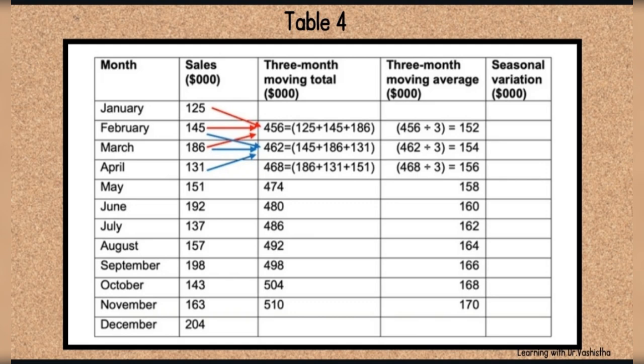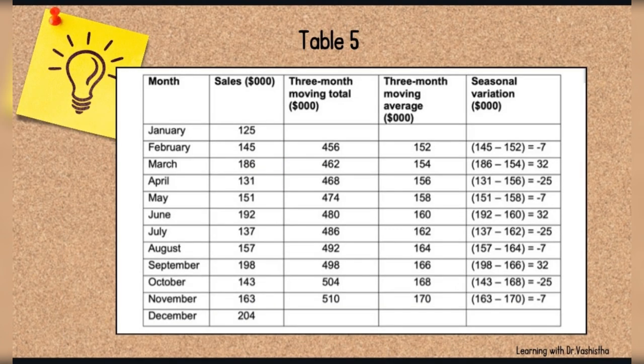Now in the fourth step, we'll calculate the seasonal variation. Once a trend has been established, just like we saw, there was an increase of $2,000 each month, any seasonal variation can be calculated. The seasonal variation can be assumed to be the difference between the actual sales and the trend, which is the 3-month moving average here. So it is the difference between the two values.